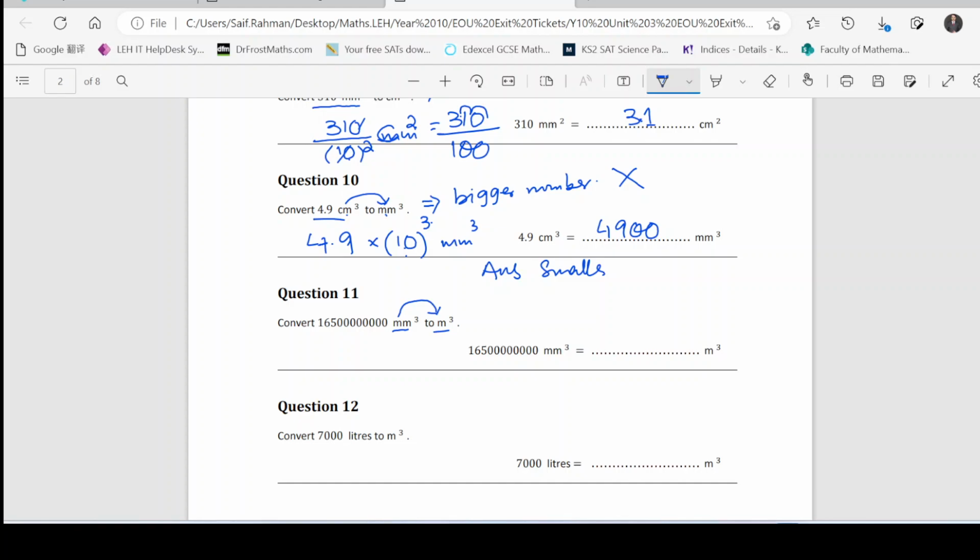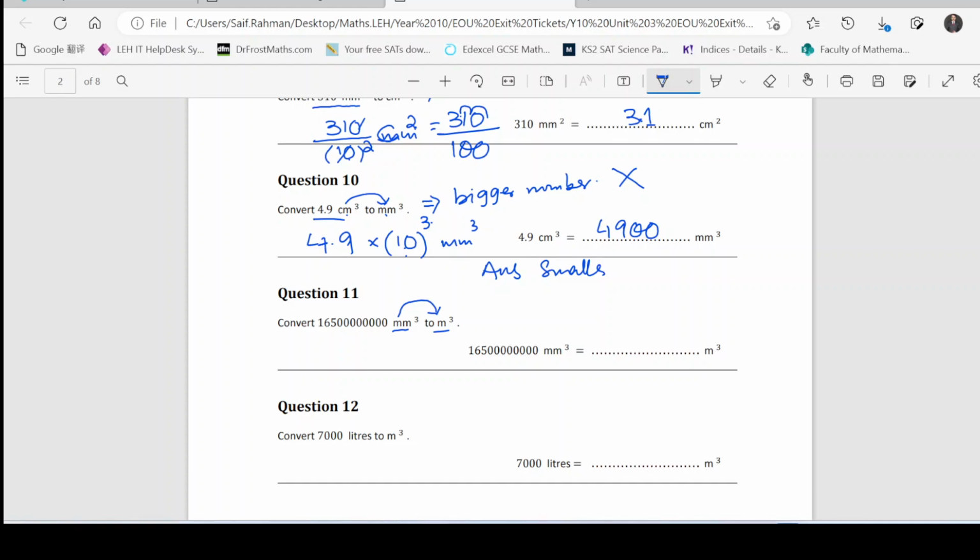So this gives us this one. So the decimal moves 9 places towards the left side. 1, 2, 3, 4, 5, 6, 7, 8, 9. So 16.5. So it will be 16.5 meter cube.